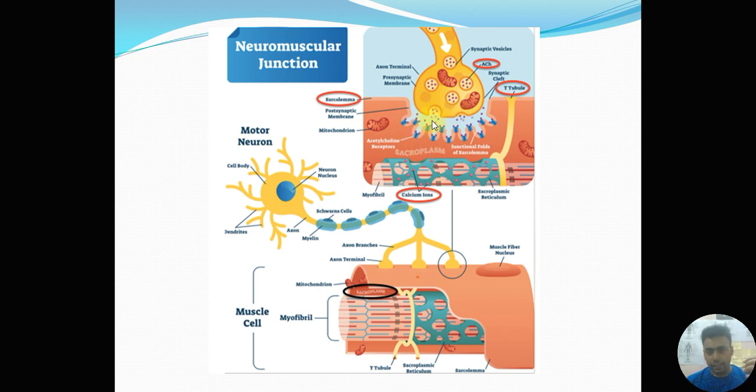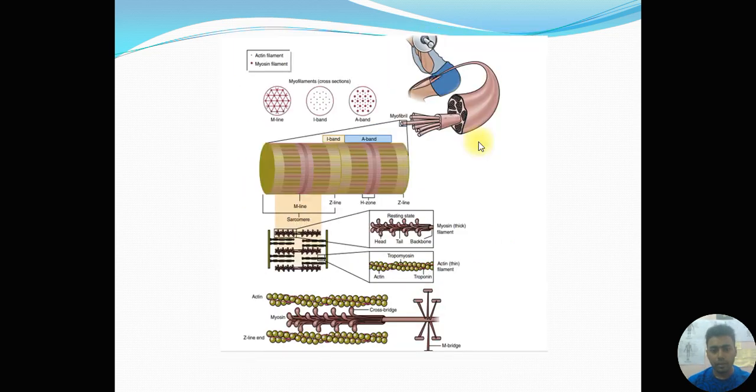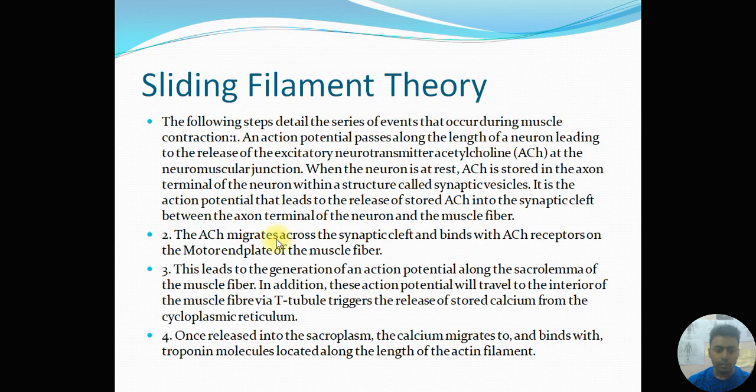When this ACh migrates and comes here, it binds with the receptors. Okay? This ACh binds with the receptors, and then what happens? After that, this leads to the generation of an action potential along the sarcolemma of the muscle fiber.